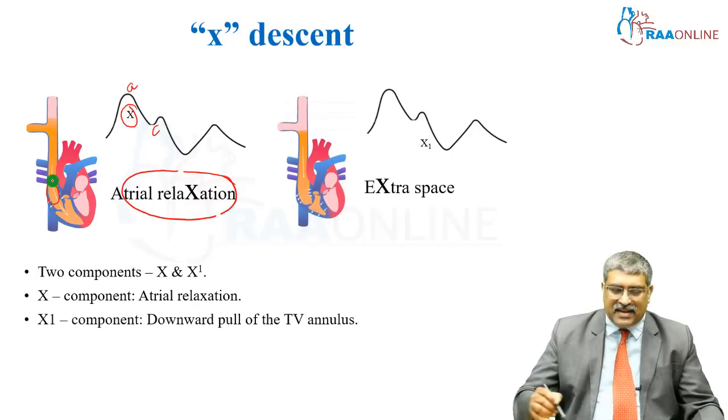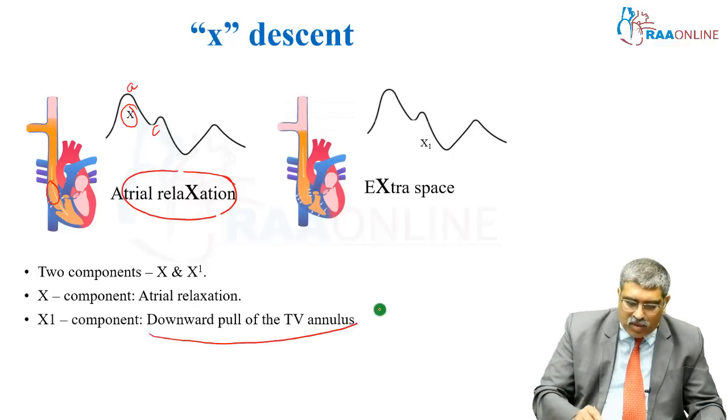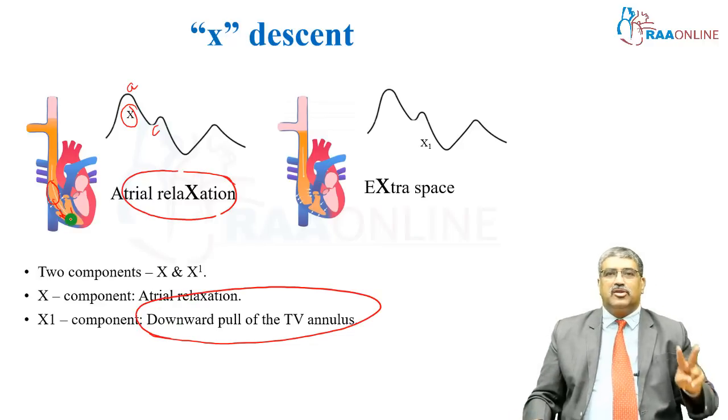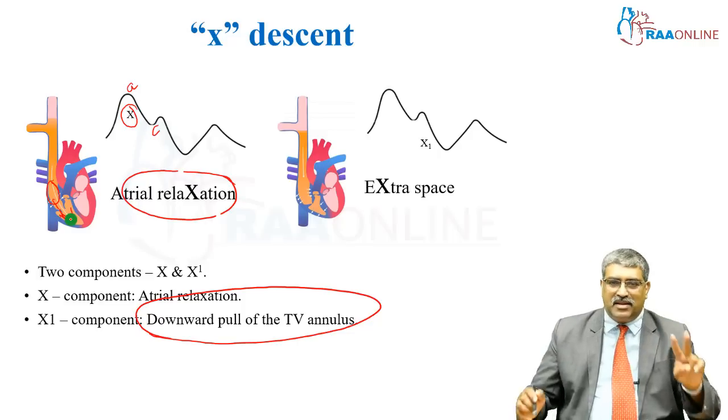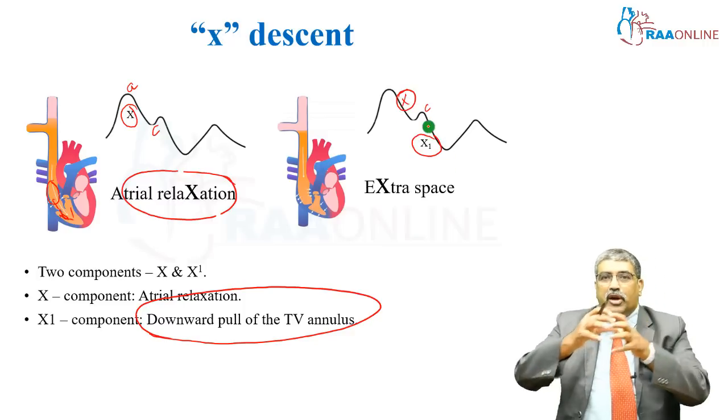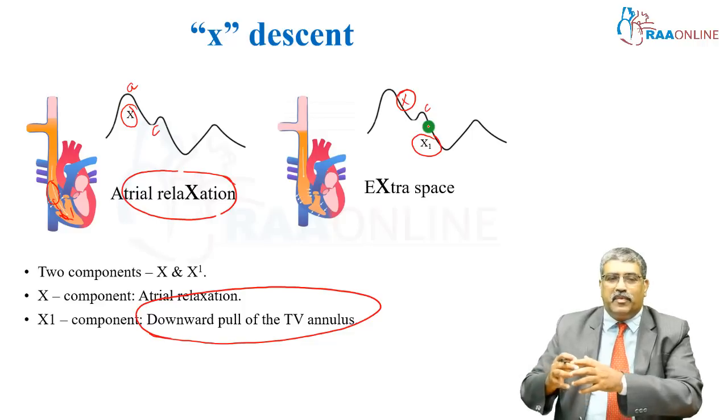And X dash is the downward pull of the tricuspid annulus. Here, there is a downward pull of the tricuspid annulus. So, two X descents are there. This is the C wave, this is the X wave, and this is the X dash. This X is due to atrial relaxation and X dash is due to downward pulling of the tricuspid valve in ventricular contraction.